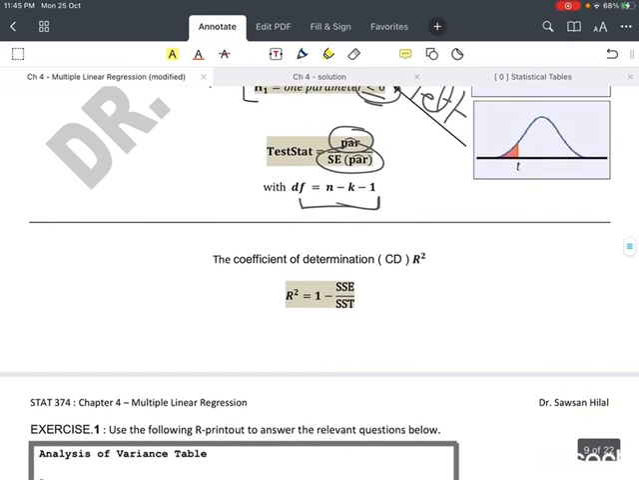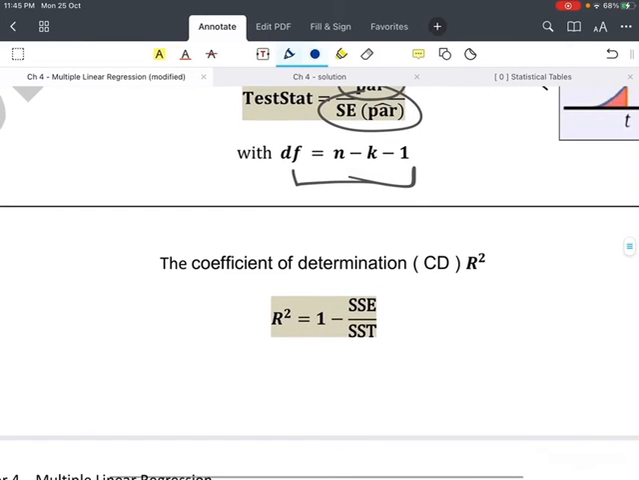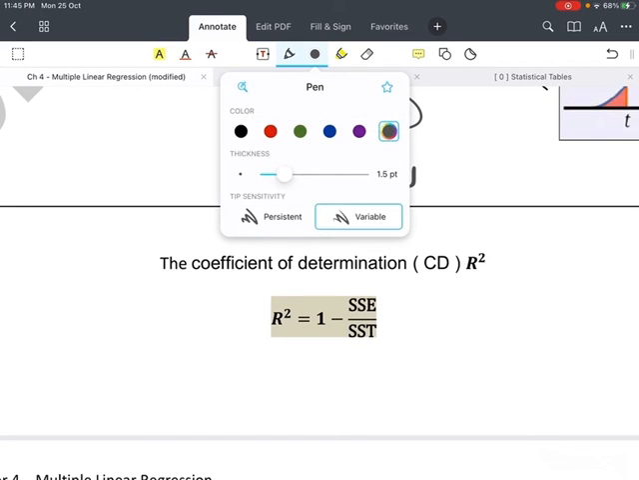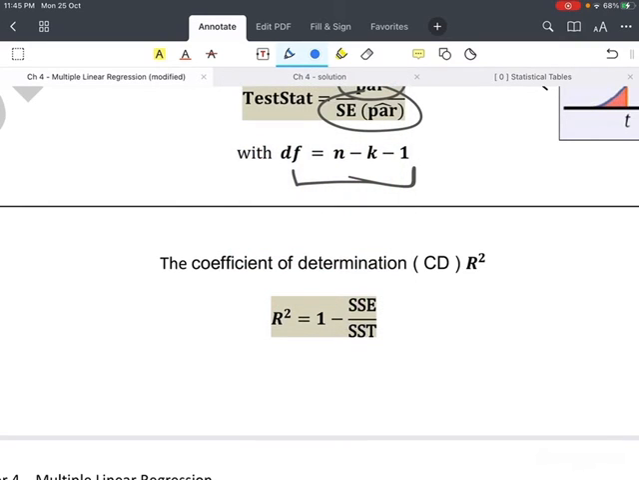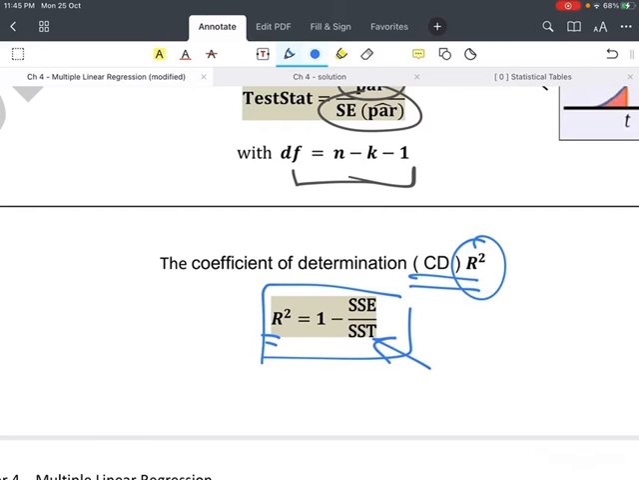Okay, we will move here to the coefficient of determination. Coefficient of determination, we say that it is CD, which is R squared, the R squared formula that we learned. But what did we conclude at the beginning? We put SYY, and we concluded that SYY is the same as SST. Okay.